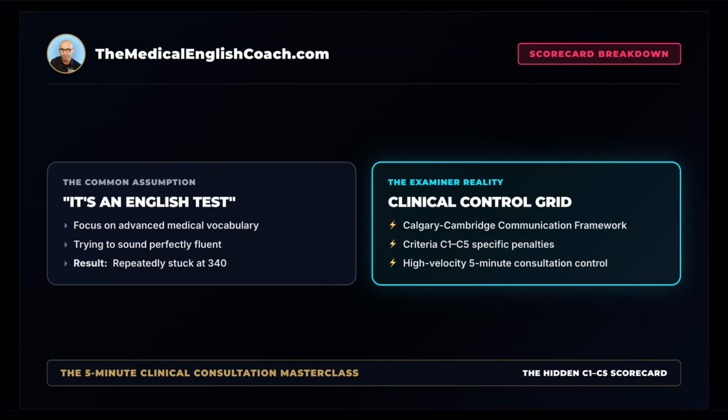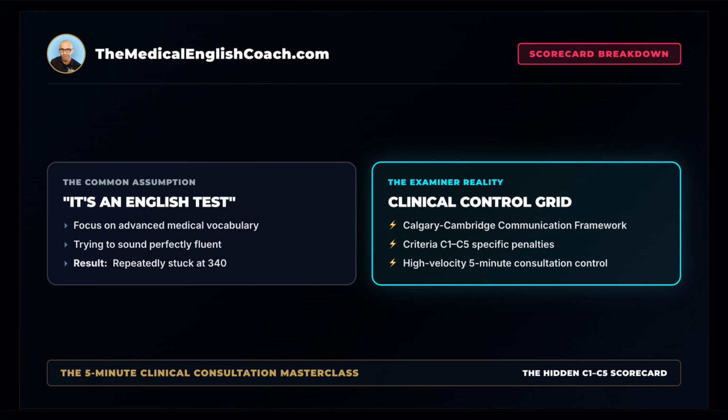Every month, brilliant, highly experienced doctors fail the OET Speaking subtest. They don't fail because they have poor medical knowledge. They don't fail because they have bad grammar. They fail because they fundamentally misunderstand what the examiner is actually scoring.